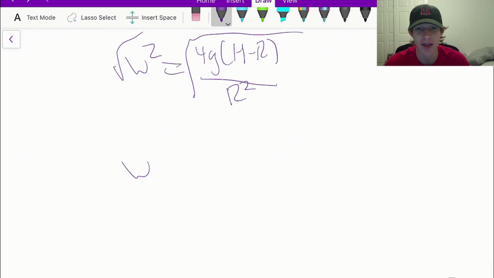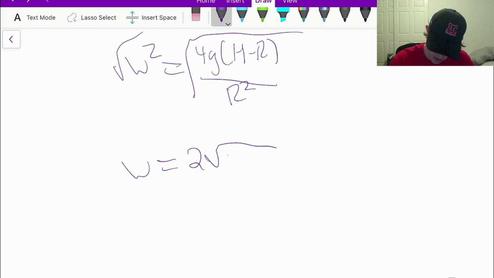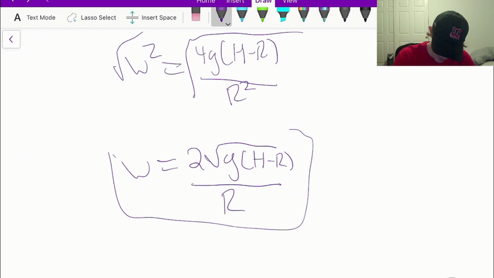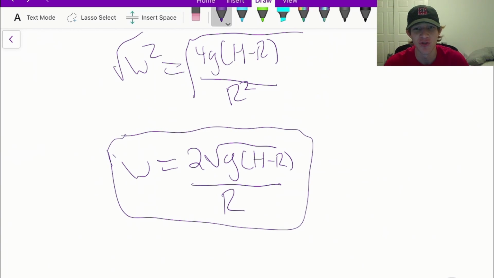And we get omega, which remember is our angular frequency, is equal to 2 times the square root of g times (h minus R), the height of the cup minus the radius of the cup, over the radius of the cup. Using that equation, you will be able to find the maximum angular velocity at which the cup will be able to rotate with no spillage.